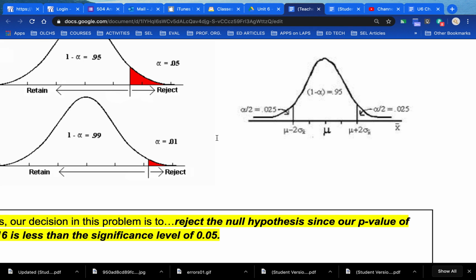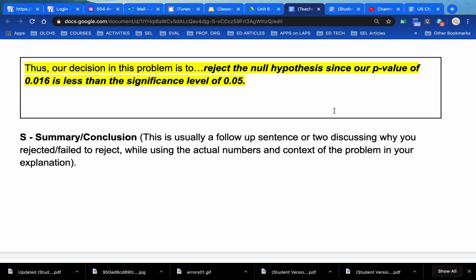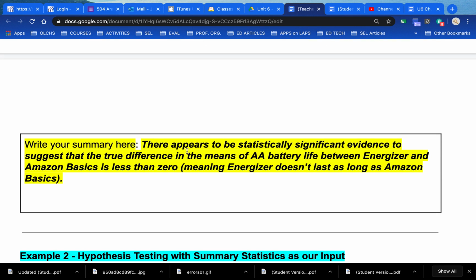So, that said, it says right here, what's your decision? Well, we decide to reject the null hypothesis because our p-value of 0.016 is less than the significance level of 0.05. So we, as a summary to this, would say there appears to be statistically significant evidence to suggest the true difference in the means of battery life of AA batteries between Energizer and Amazon Basics is less than 0. And again, that implies Energizer doesn't last as long as Amazon Basics.